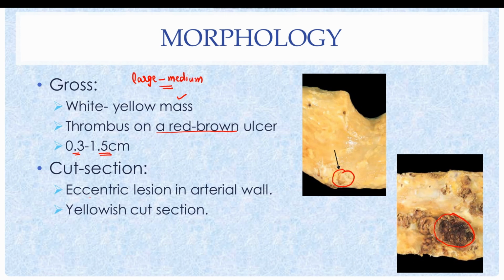The cut section reveals an eccentric lesion present in the arterial wall due to smooth muscle cell proliferation. And the cut section surface appears yellowish, which is due to excessive fat deposition.